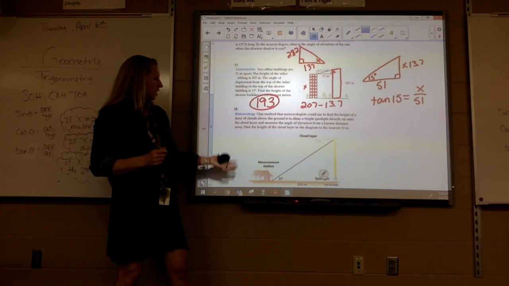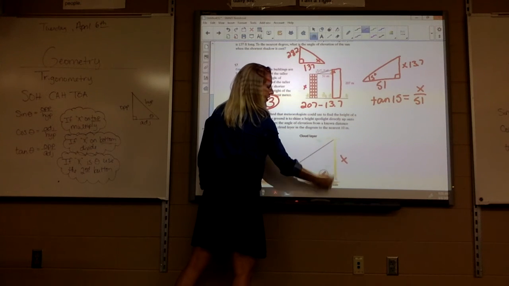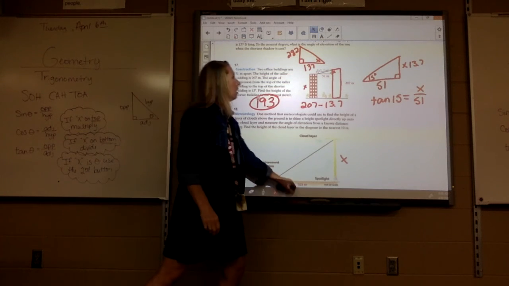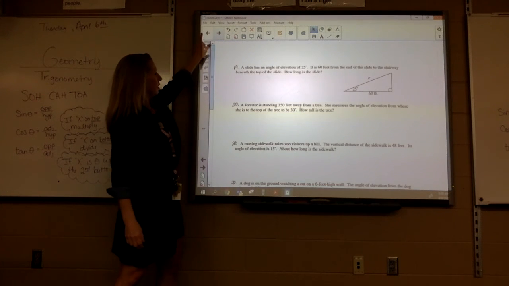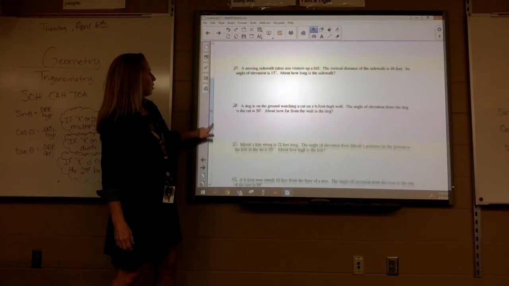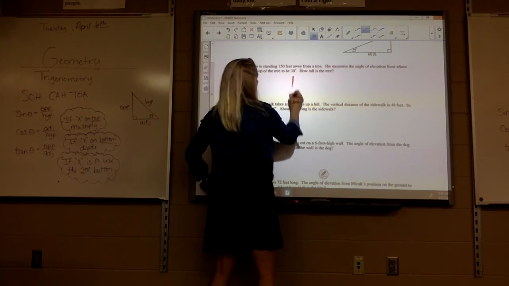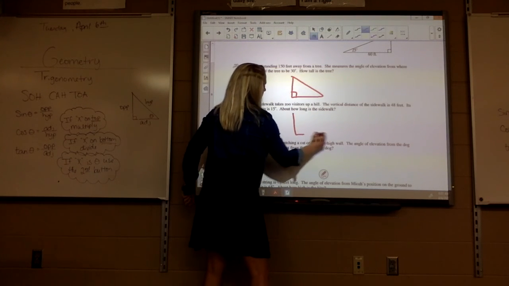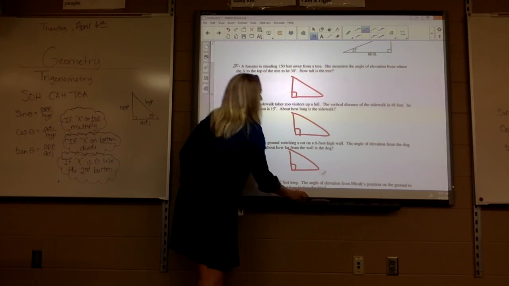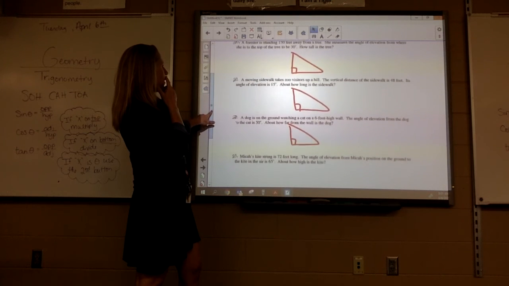For 18, the triangle's already there. You're finding this height right here. You want me to help you set up some of these others if the triangle's not there? I'm trying to think if there's... So every single problem, you're going to need a right triangle. Every problem, right triangle. I'm trying to remember ones that were hard.